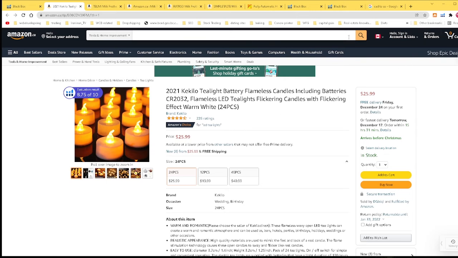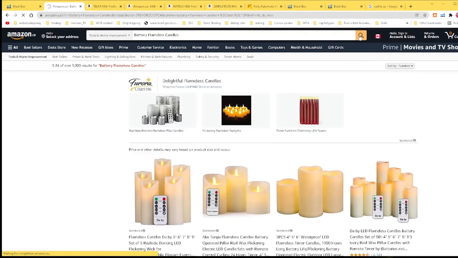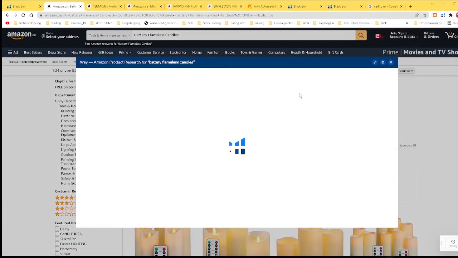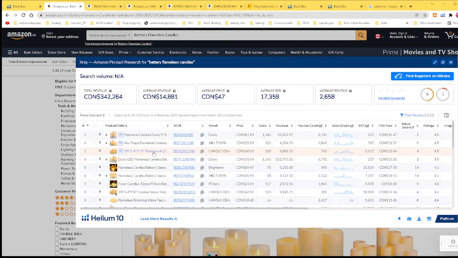Let's run our candle. I think the keywords or broad keywords for this would be flameless battery, flameless candle. We're gonna do a search, and as usual we run our X-ray to see if that gives us good numbers and detail so we can analyze it in detail. So, average reviews 2000, again too much.